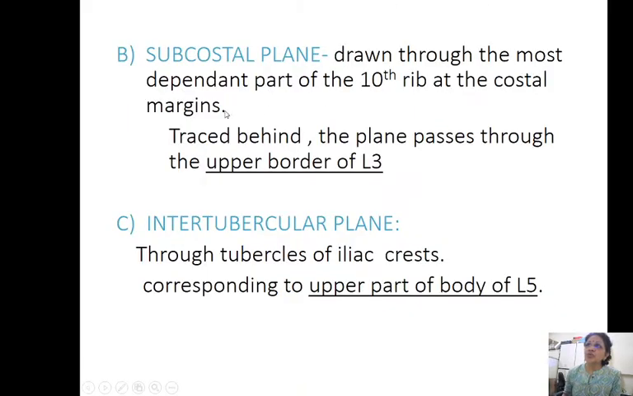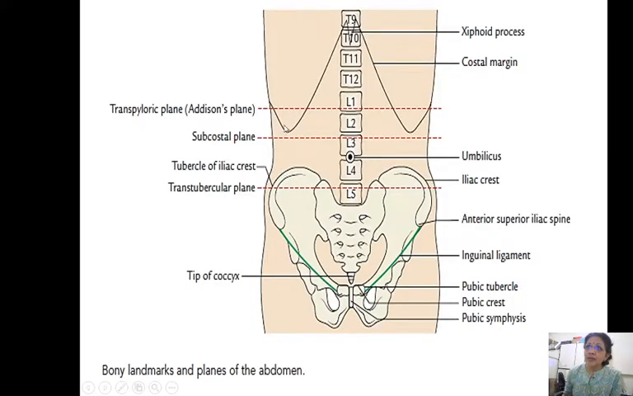Subcostal plane is drawn through the most dependent part of the 10th rib and the costal margin. Traced behind, the plane passes through the lower body of L3. Why are we saying 10th rib? Because the lowest part of the costal margin is formed by the 10th rib and its costal cartilage. Right? Costal cartilage starts here itself. The rib comes, curves, and from here to here is costal cartilage. Then 9th joins, then 8th joins, then 7th joins, then 6th is joining up to the side of the body.